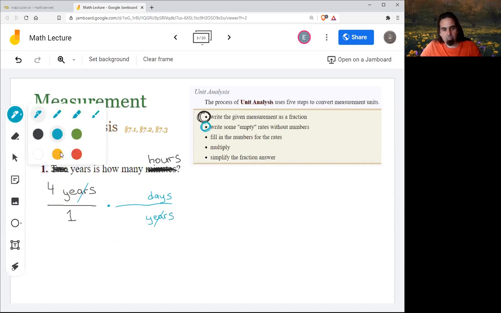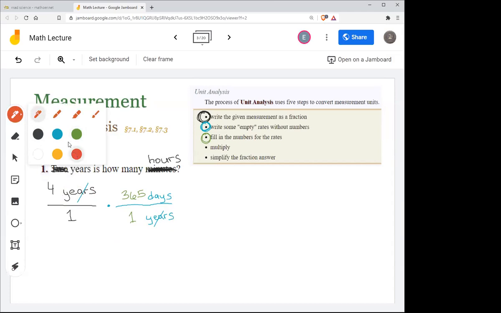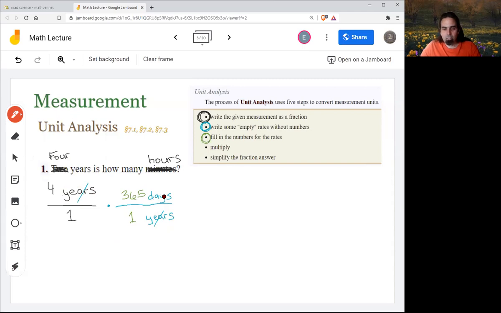Then, as I am doing this, I'm also going to fill in numbers for the rates. There's 365 days in a year. So now, why is the days on the top? I guess that's what I'm confused about. Oh, okay. Days is on top because I know how to get from years to days.